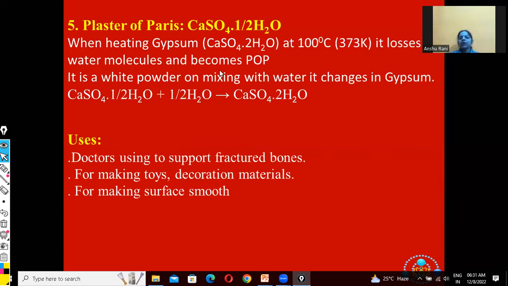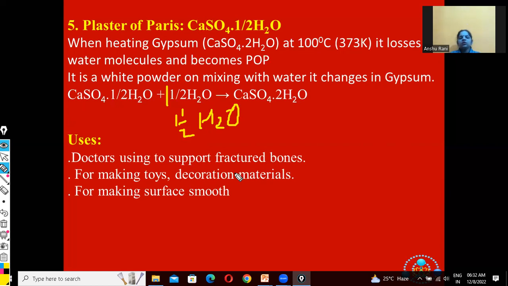Then we have plaster of Paris. Plaster of Paris is CaSO4 dot half H2O. When it is mixed with water, it gives you calcium sulfate dot 2H2O. Here 1.5 water molecules are added to give you calcium sulfate dihydrate. It is gypsum.